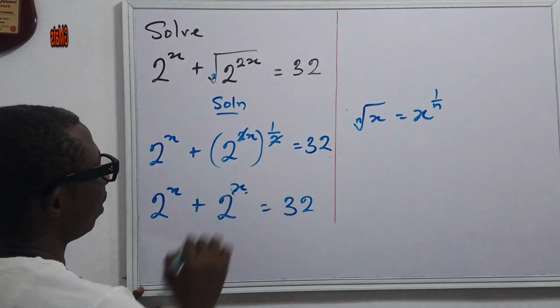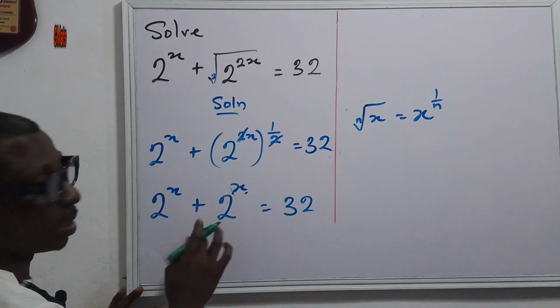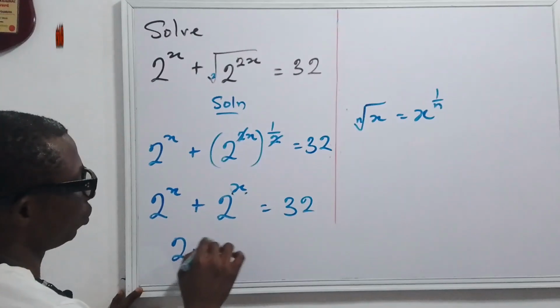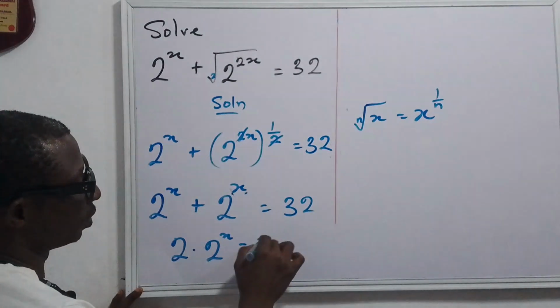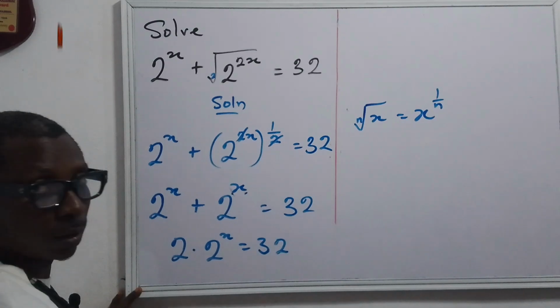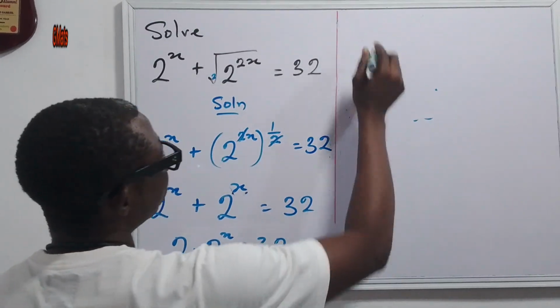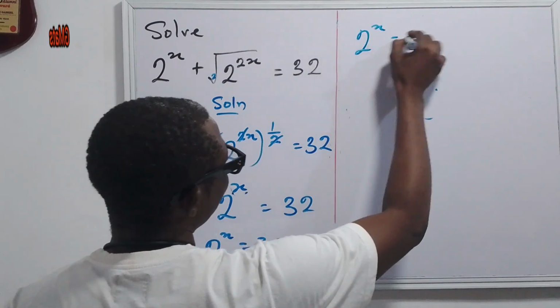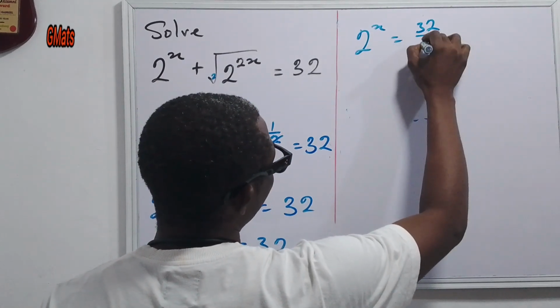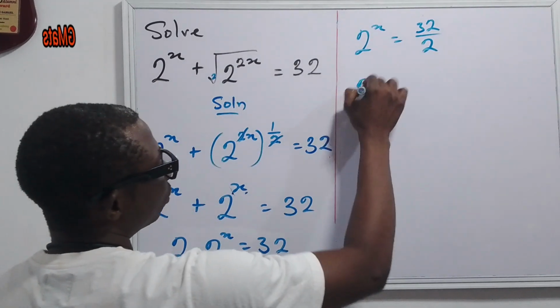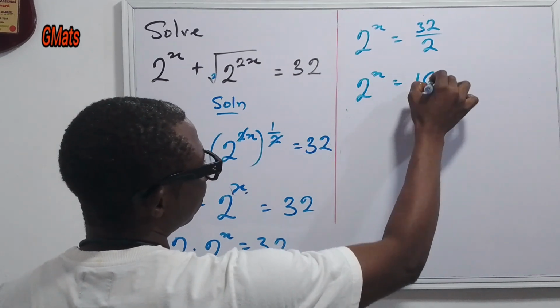Okay, so now you add this and this together, we have 2 times 2 raised to the power of x equals 32. So you can divide both sides by 2. When you do that, you have 2 raised to the power of x equals 32 over 2. And that gives you 2 raised to the power of x equals 16.